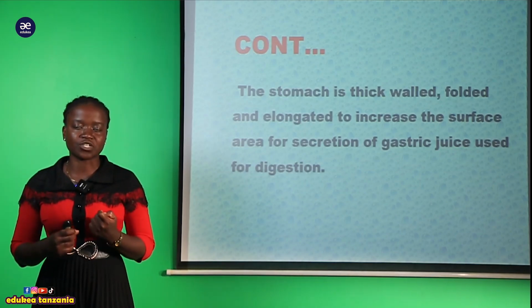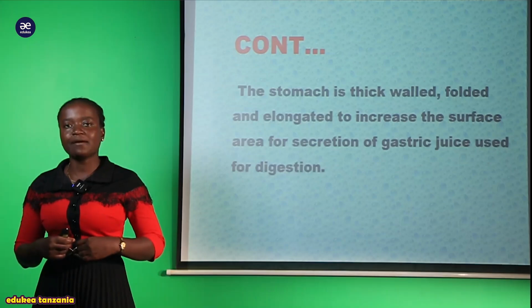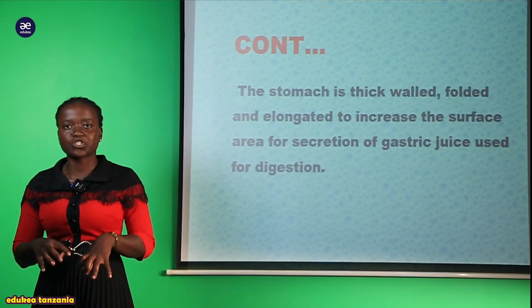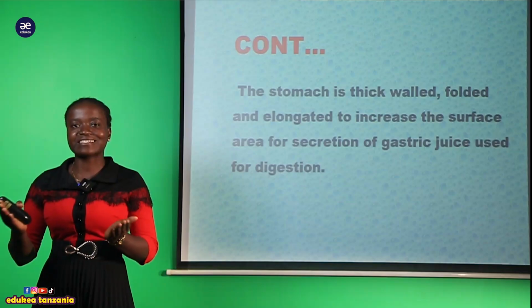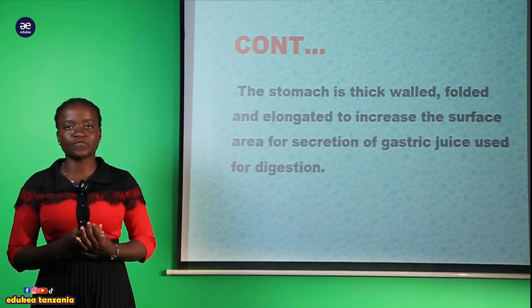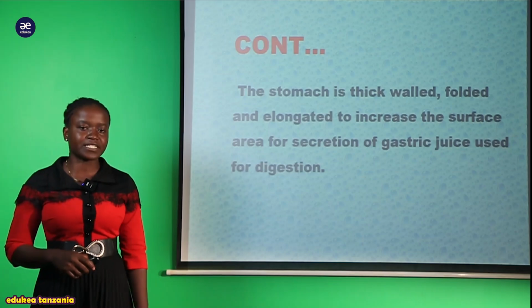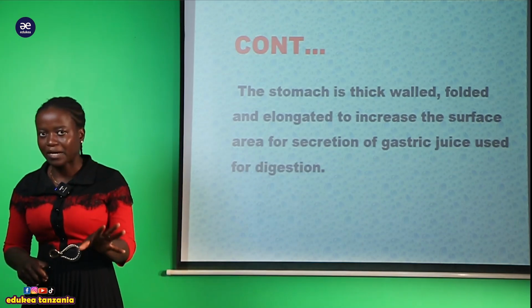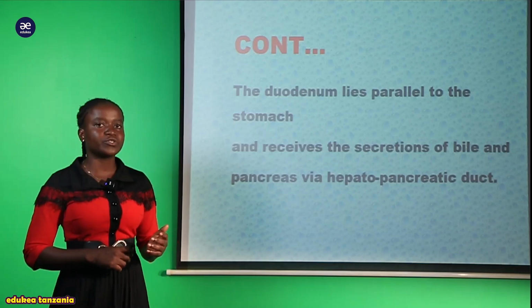Remember the function of gastric juice. The function of gastric juice is to enable digestion of the food. Digestion of the food itokee kwa urahisi zaidi, inahitaji the presence of gastric juice. So, apart from the stomach, baada ya stomach kuna structure nyingine inayoitwa duodenum.